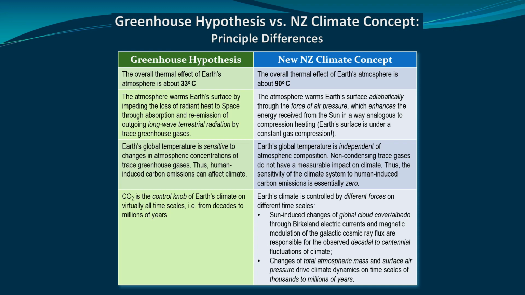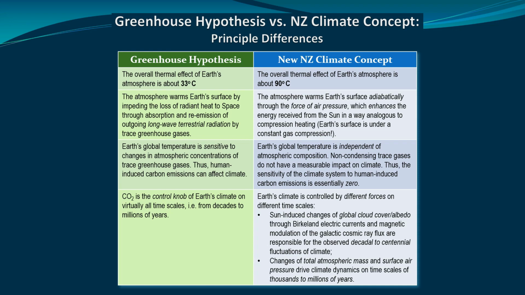According to the greenhouse hypothesis, the overall thermal effect of Earth's atmosphere is about 33 degrees. The analysis of Nikolov and Zeller has shown that the overall thermal effect of Earth's atmosphere is about 90 degrees, or 2.7 times higher. According to the greenhouse hypothesis, the atmosphere warms Earth's surface by impeding the loss of radiant heat to space through absorption and re-emission of outgoing long-wave terrestrial radiation by trace gases. Nikolov and Zeller found that the atmosphere warms Earth's surface adiabatically through the force of air pressure, which enhances the energy received from the sun in a way analogous to compression heating. Remember that the Earth's surface is under a constant gas compression.